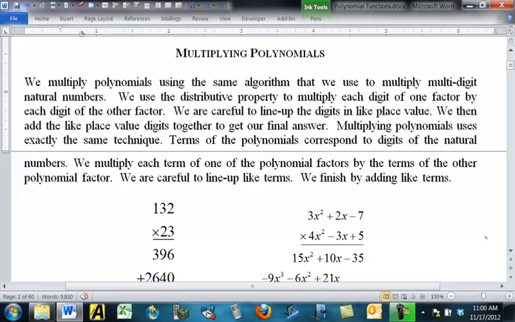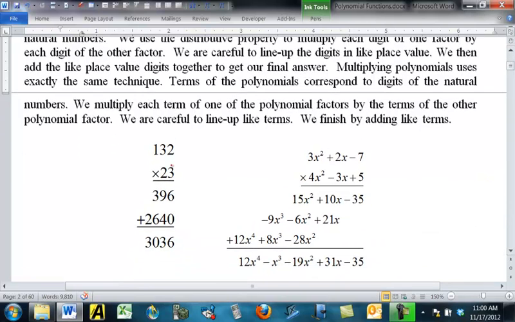Now we can multiply polynomials with the same algorithm we use to multiply multi-digit natural numbers, and it works for the same reason. It's because of the distributive property. So we can take the 3 times the 2 is 6. 3 times the 3 is 9, but it's really 90. 3 times 1 is 3, and I'm lining up hundreds, tens, and units. I can take the 2 times 2, which is 4, but it's 4 tens because this is really 20, so there's a 0 for a placeholder.